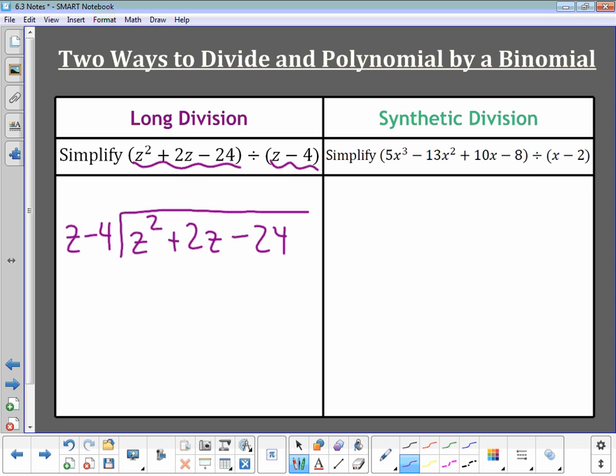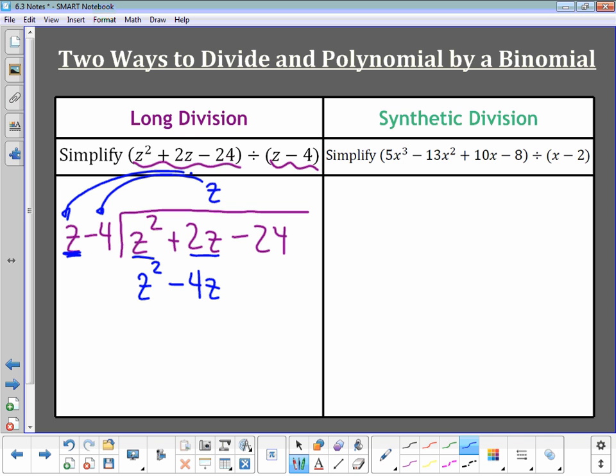Now you want to ask yourself, how do you make z look like z^2? What do you have to multiply so that z looks like z to the 2nd power? Well, I would need to take z and multiply it by another z. So since I need a z, it's going to go above my z term here. Then I multiply, just like we do in regular long division. I would take z times z, which is z^2, so it goes underneath my squared term. I also take z times negative 4. It's like distribution. So z times negative 4 is negative 4z.